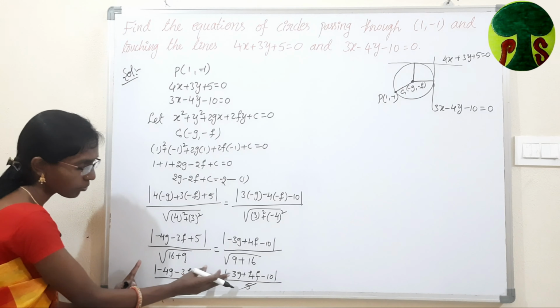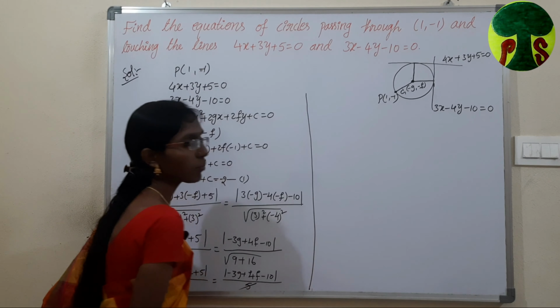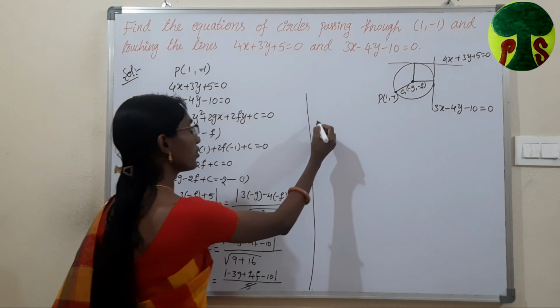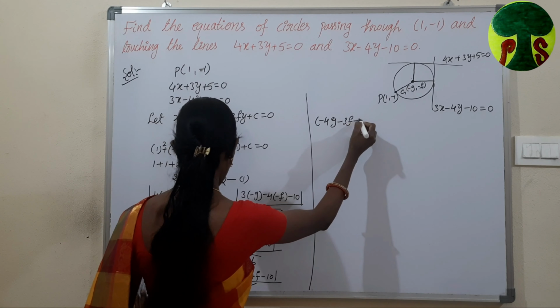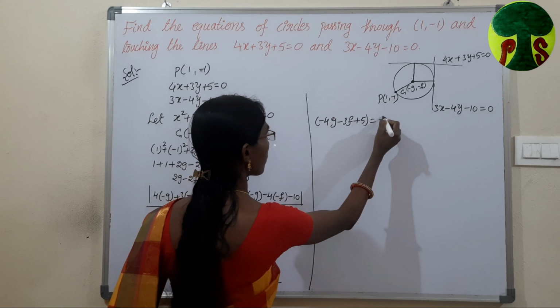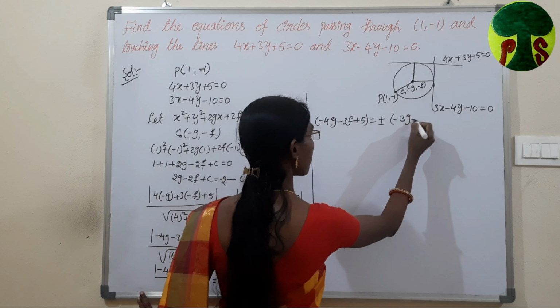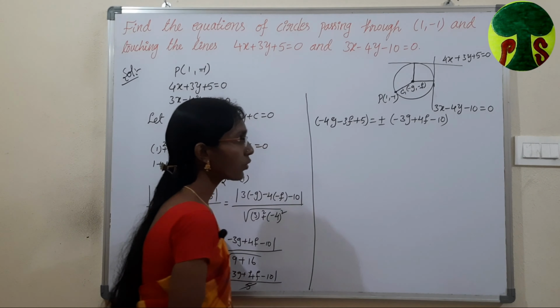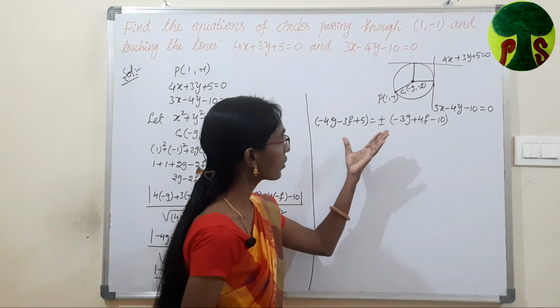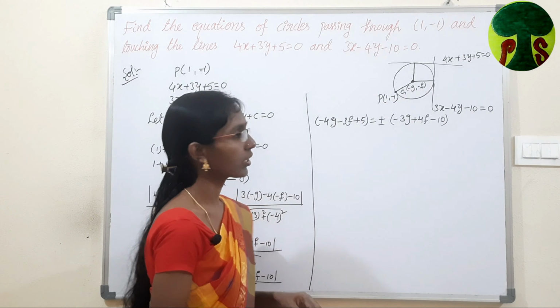Now I want to remove this modulus. Whenever we are removing modulus, we have to consider plus or minus symbol. So minus 4g minus 3f plus 5 is equal to plus or minus of minus 3g plus 4f minus 10. The first time I am taking the plus symbol, after that in the second case I will consider the minus symbol.